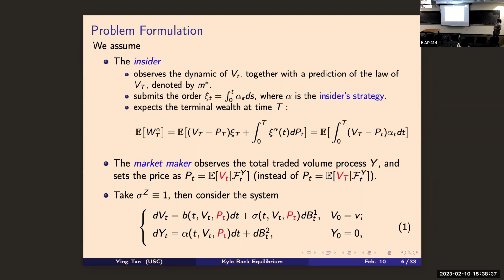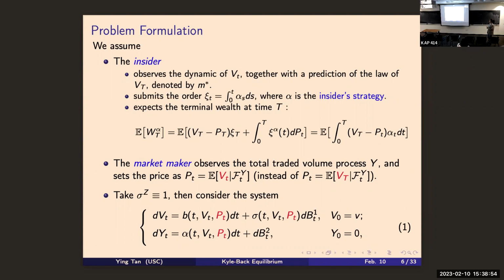Let me think. Because this asset is the underlying value, right? Everybody can observe the market price, but the insider has some extra information about this underlying asset. Yeah, I'm thinking of the market maker.